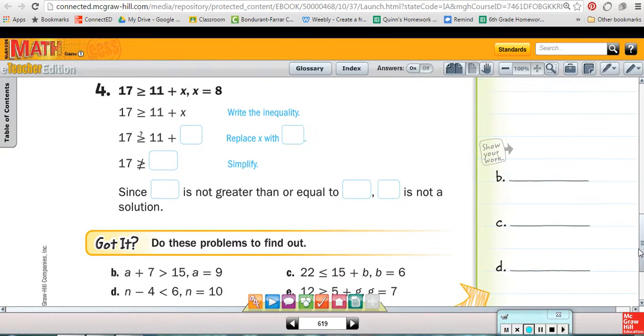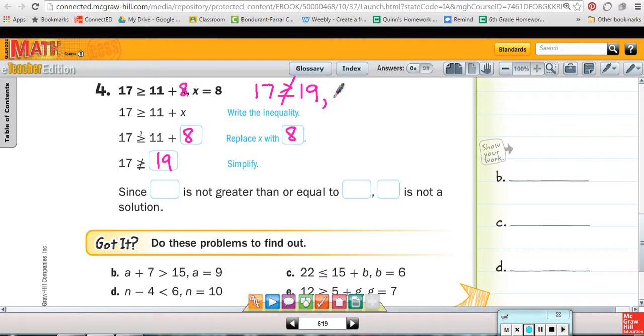17 is greater than or equal to 11 plus x, if x is 8. Well, if I substitute 8 in here, what is 11 plus 8? 19. So 17 is greater than or equal to 19. Is that true? No. We substituted these here. We did that. Replace x with 8. So because these are not equal, 17 is not greater than or equal to 19.